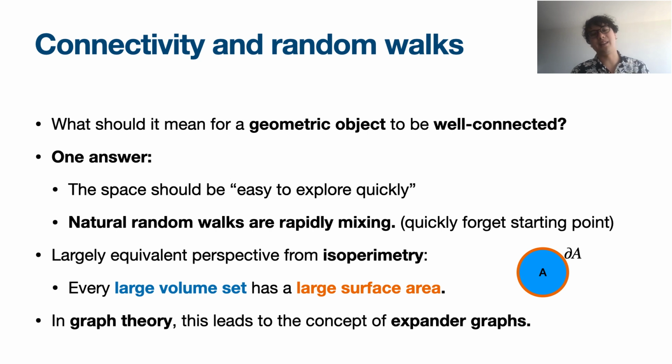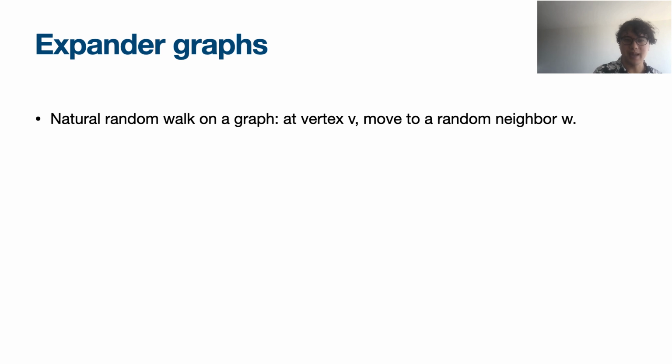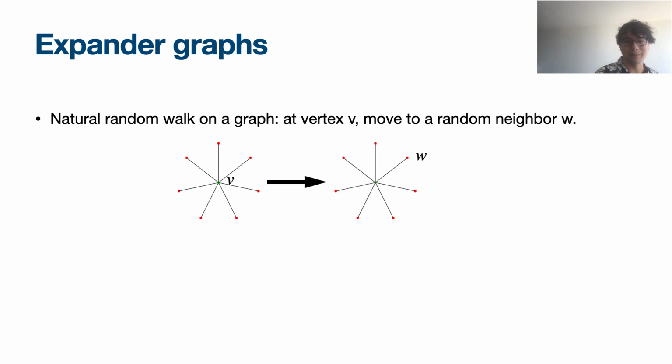Okay, and in graph theory, this leads to the concept of a so-called spectral expander. Okay, and so let's just for fun define what a spectral expander is. Well, you have a graph. There's a natural random walk where you are at one vertex, you pick one of your neighbors uniformly at random, and you walk to it. This is in the case that it's a d-regular graph.